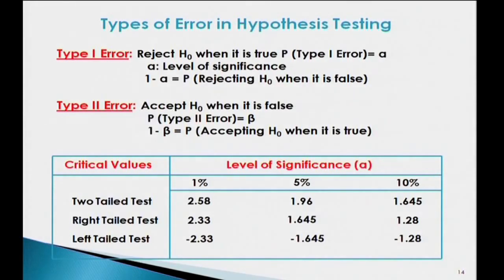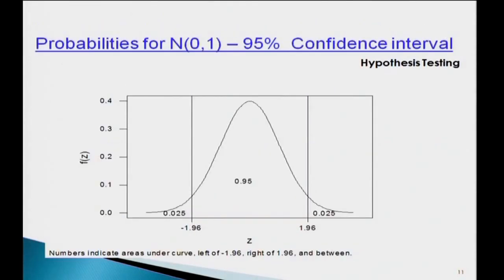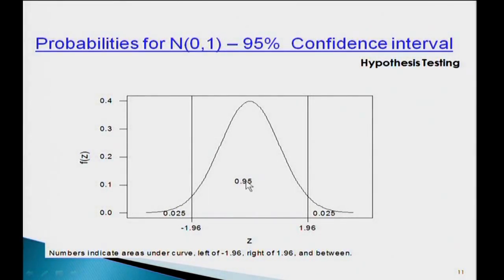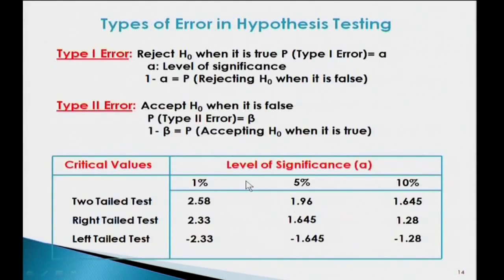So, 0.005 rejection would be on one side, 0.005 on the other side in case of 99%. Here we are talking about 1%, which means rejection is 1% and 99% is acceptance. In case of 5%, we have just discussed, it is two-tailed, we are talking about 1.96.